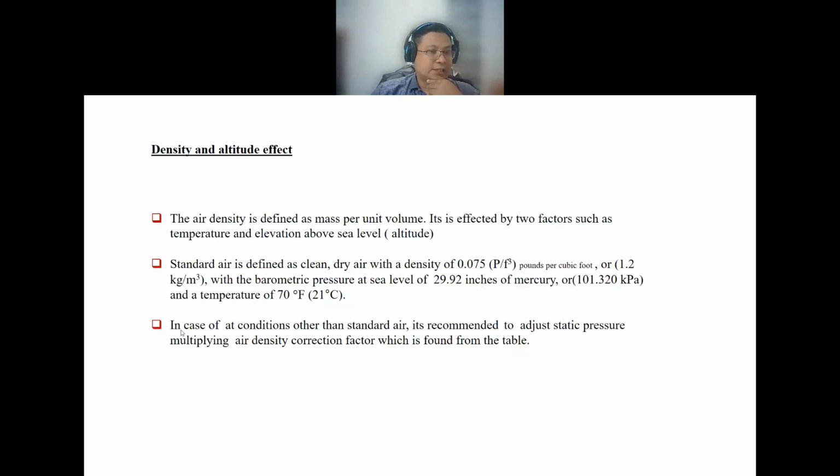Okay, next. In case of other conditions, the standard air is recommended to adjust static pressure by multiplying by a density correction factor, which is found from the table. So if not at sea level, we go to the third condition. So the density correction factor, and then calculate to adjust the static pressure.